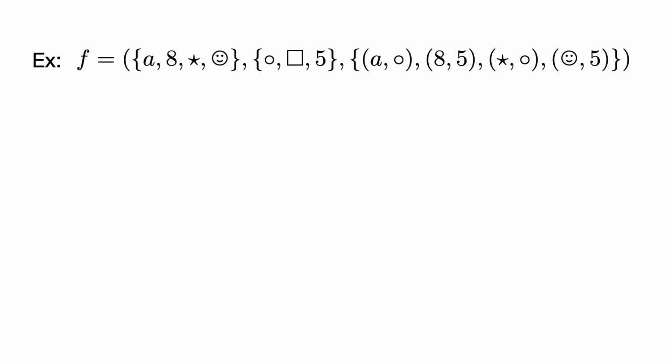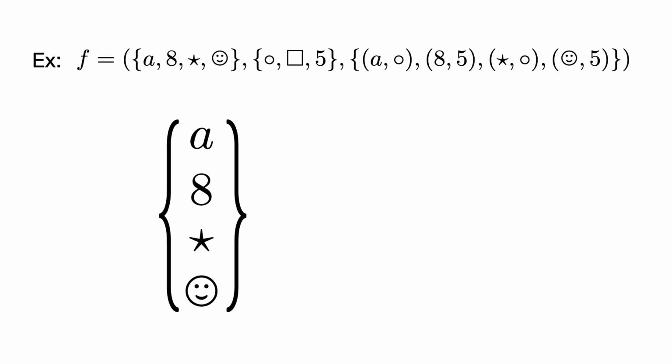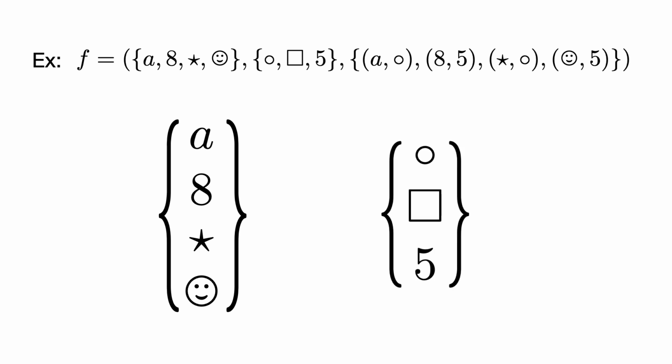Functions don't need to work on just numbers. We can have functions work on all sorts of things. In this case, we have a domain that consists of A, 8, star, and happy face. We have a range that consists of circle, square, and the number 5. And then we have this mapping S. And so S maps A to circle, 8 to 5, star to circle, and smiley to 5.